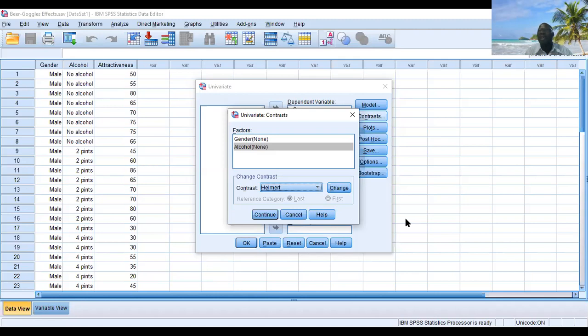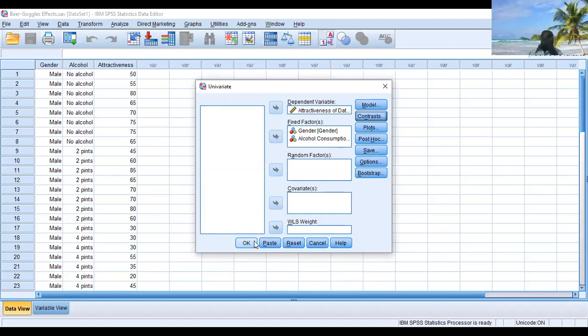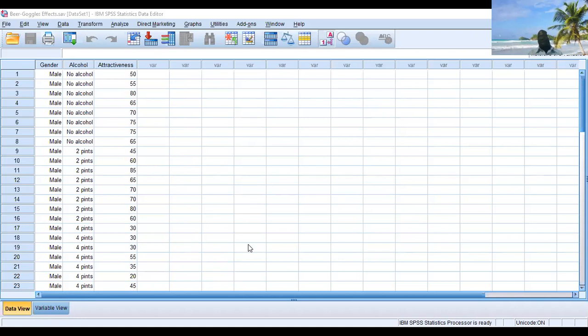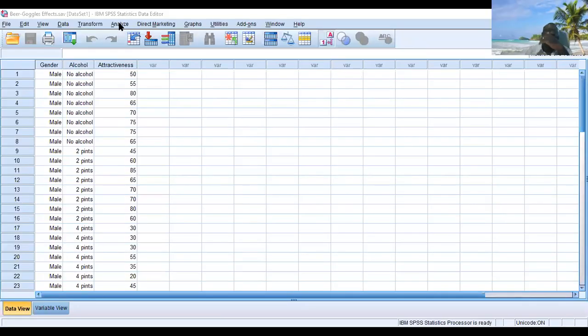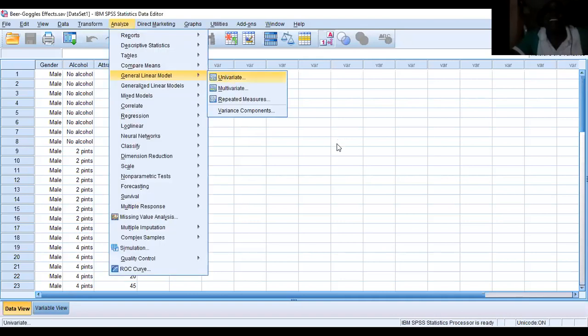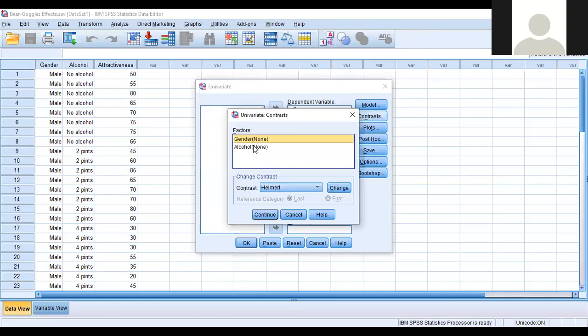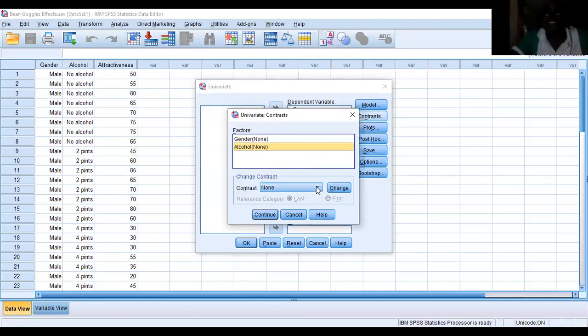Okay, no problem. Just share, let's see. Should I continue? Yes, continue. Let's continue. Okay, so should I okay it? No, share. Let's see what you are doing. Let me start again. You are not seeing what you are doing. We are seeing it. Okay, so analyze, then contrast. We are using alcohol, then we are using helmet. Okay. So should I continue now?